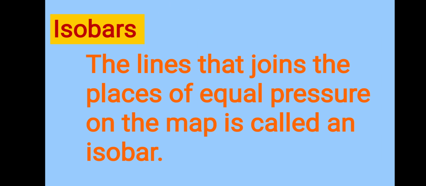What is meant by isobar? The lines that join the places of equal pressure on a map are called isobars. Sir, we did not understand what you are saying. The lines that join the places of equal pressure on the map are called isobars. Sir, again we did not understand.